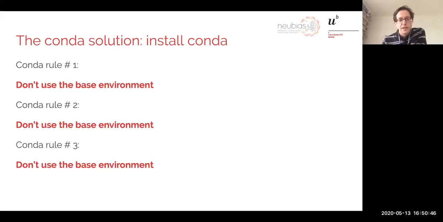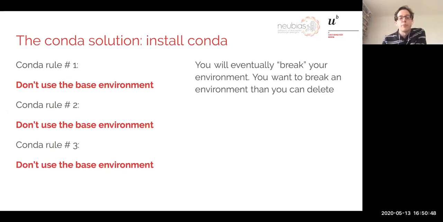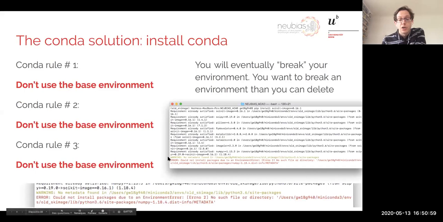It's really important. The reason for this is that eventually you will break your environment. And by breaking, I mean that you will have a mix of things installed that will eventually have unsolvable conflicts, and you will end up with an error message that says, I could not install these things. You're going to really struggle to solve these issues, uninstalling parts of software. You really don't want to do that in the base environment that you cannot delete. So you have to create special environments. Once you run into this kind of issue in those, you can just delete them and start from scratch.